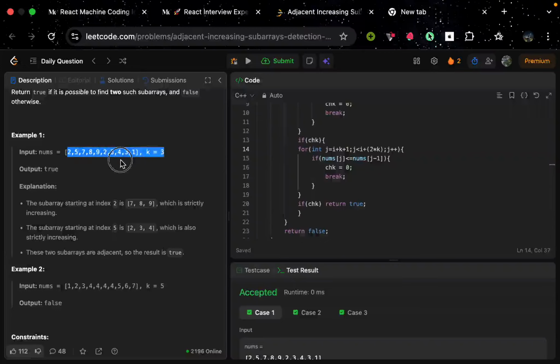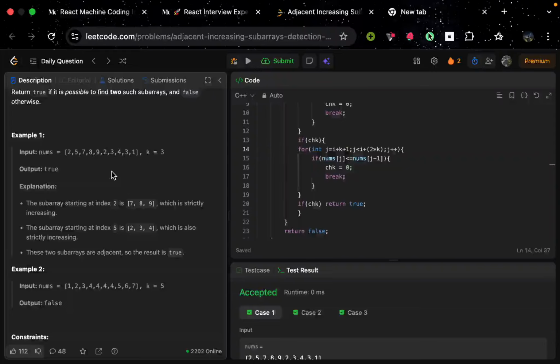In this example, we have to find two subarrays of length 3, and the subarrays should be adjacent. So 2 5 7 is strictly increasing, but 8 9 2 is not strictly increasing, so this can't be our subarray. Same for 5 7 8 and 9 2, it's decreasing. 7 8 9 is strictly increasing, and 2 3 4 is also strictly increasing.